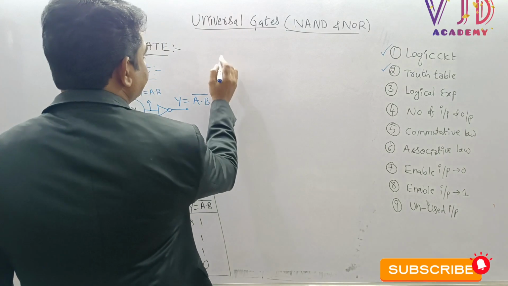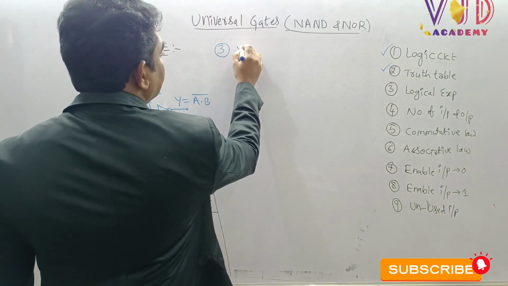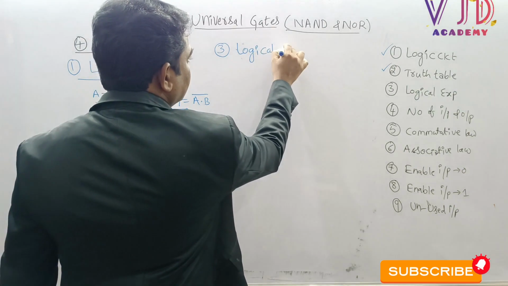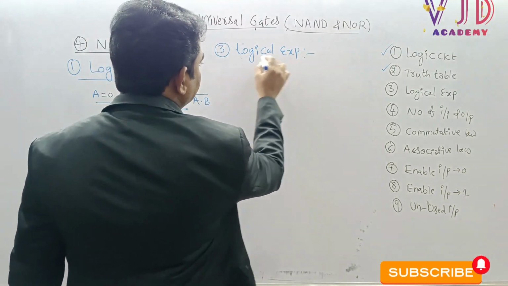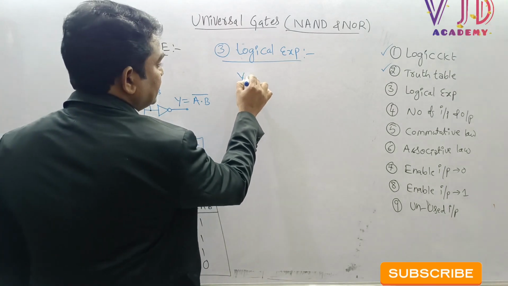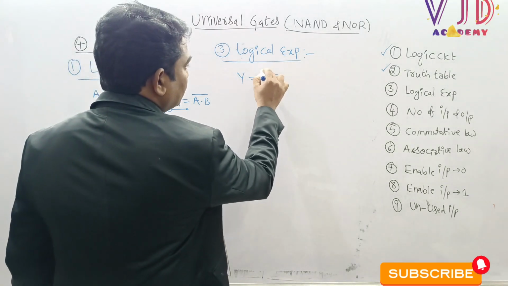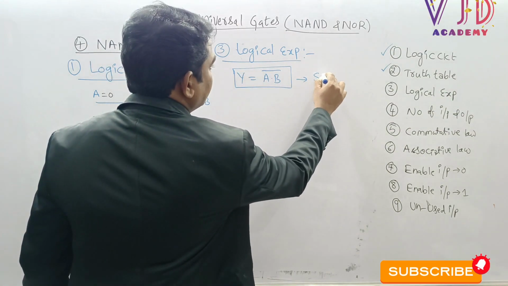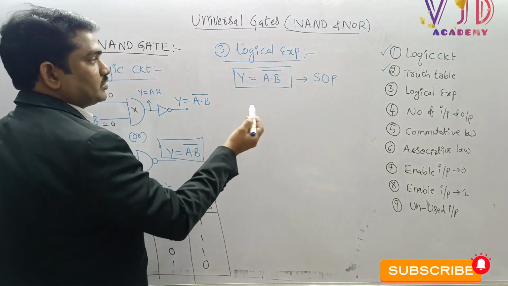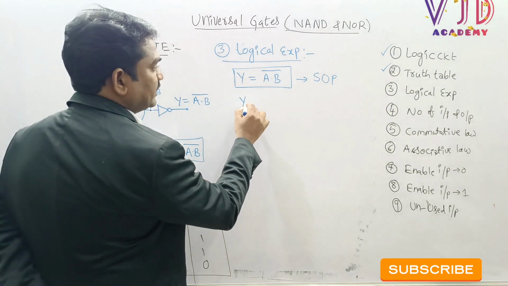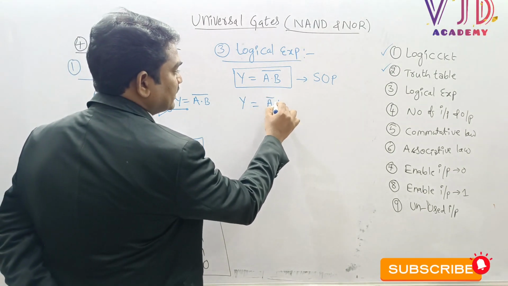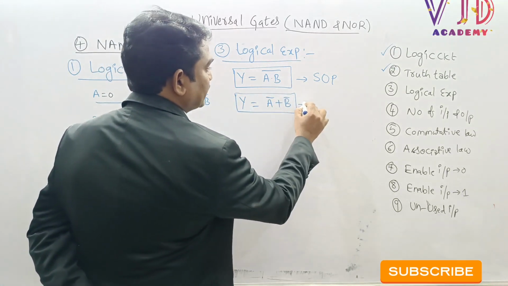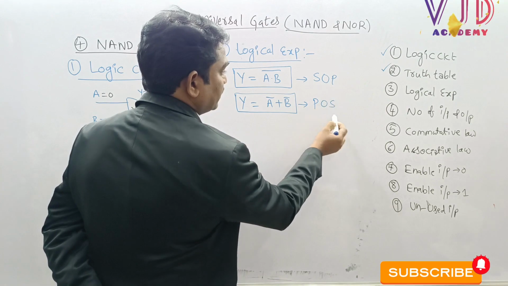The third point is logical expression. Y equal to A into B whole bar. This is the SOP, sum of products form. We can also write this logical expression as Y equal to A bar plus B bar. This is called the POS, product of sum form.